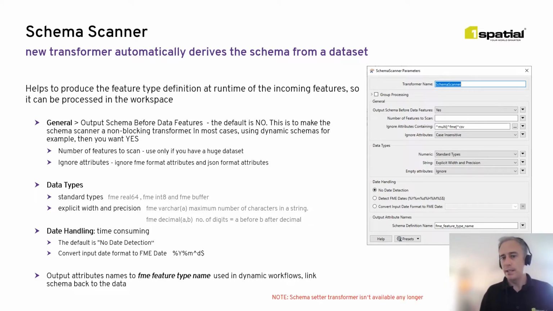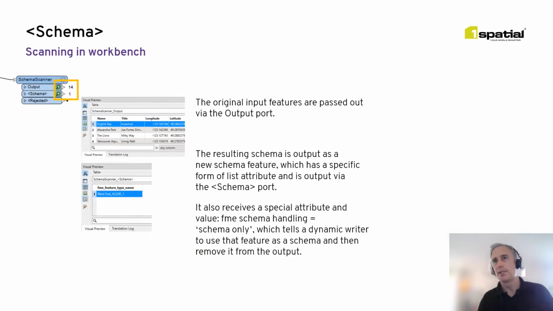Do note that the schema setter transformer is no longer available. This supersedes that. So out of the output ports of schema scanner, you'll have the data, the input features, coming through and being passed out the output port. You'd be very familiar looking at that in the visual preview. Now out of the schema output from this transformer, you'll note that just the feature type name is outputted.